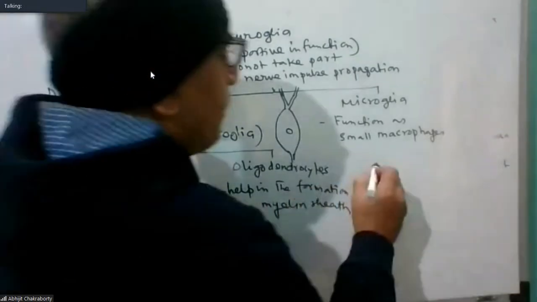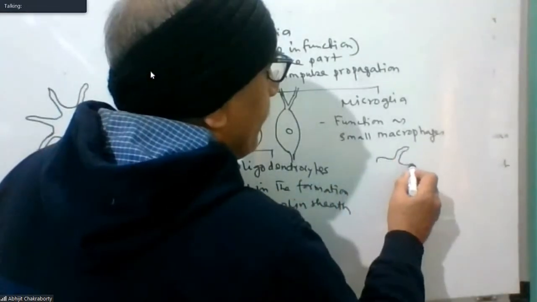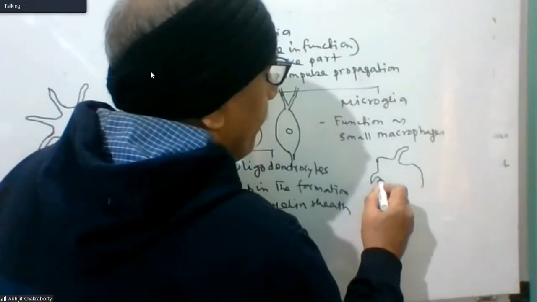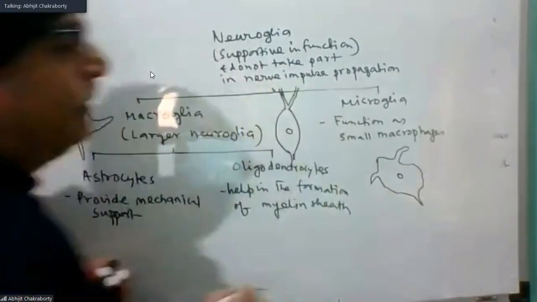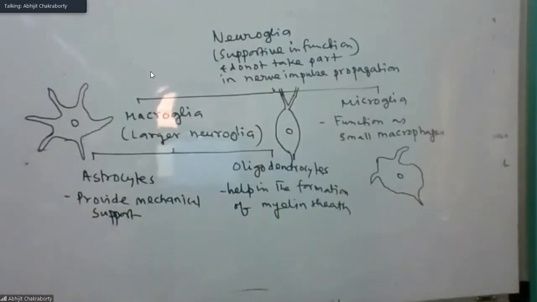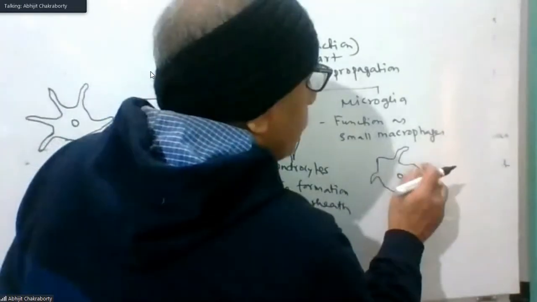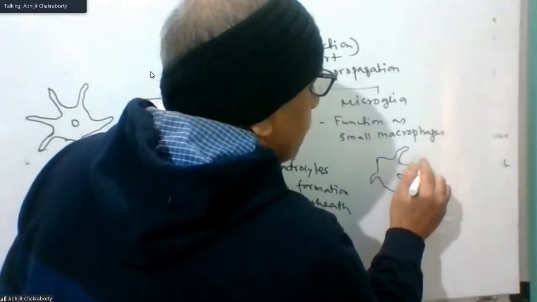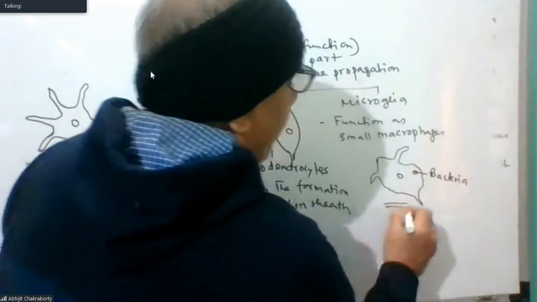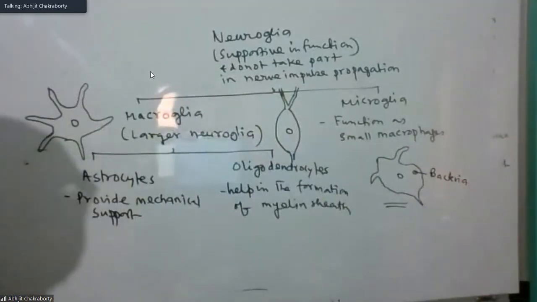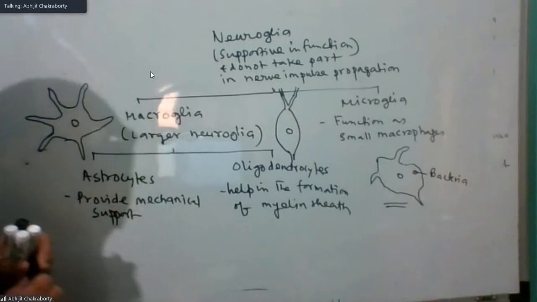And those who are macrophages, these are macrophages. Microglial cell. Here they can ingest bacteria. Suppose they are ingesting bacteria here. So this is what about the neuroglia in short. Next, after neuroglia, come the ependymal cells.